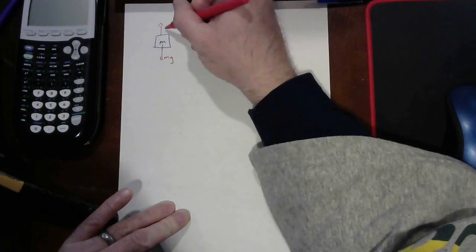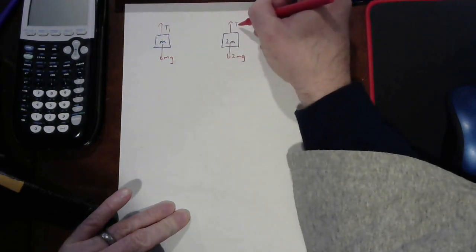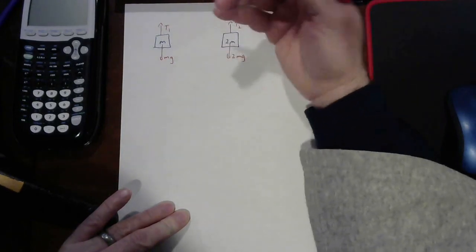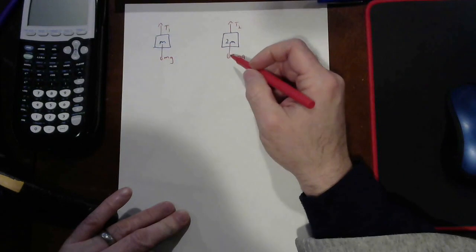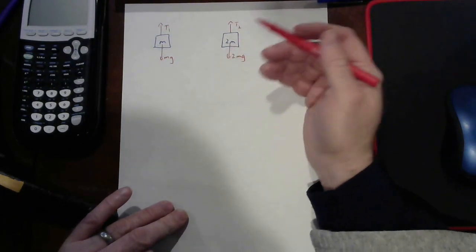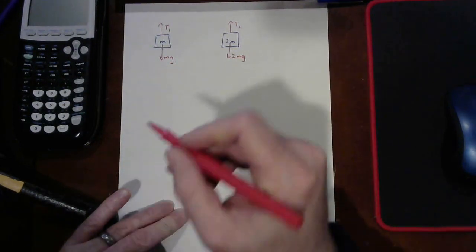Let's give these names. I'm going to call this one T1. I'm going to call this one T2. I don't know, why not? It's the tension on the 2m guy, the tension on the m guy, I guess. I could also go left, right, or whatever. Okay, now that's it. There's nothing else touching them. So that's it. That's part A.